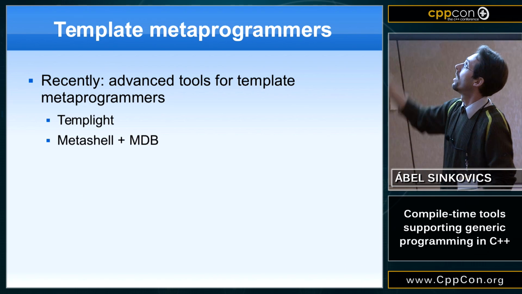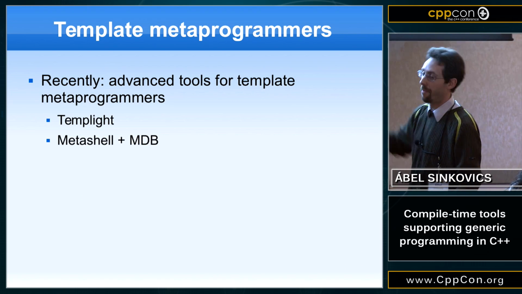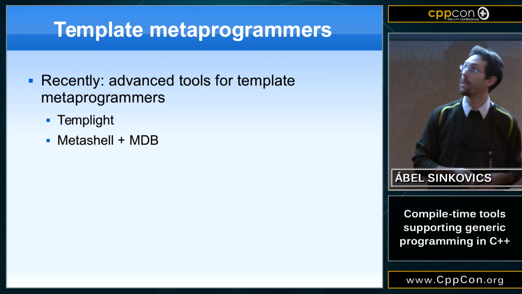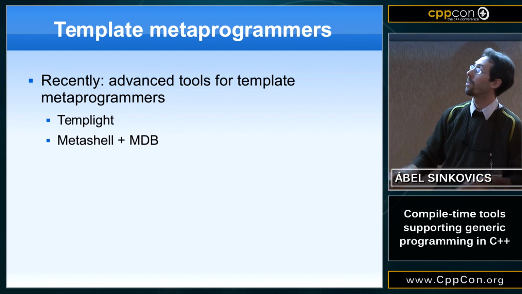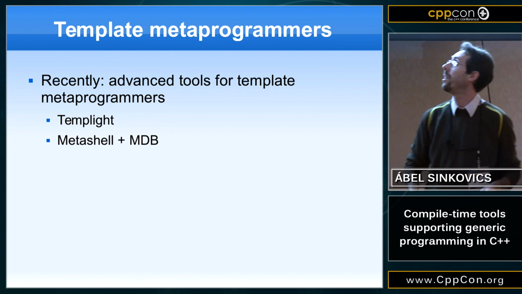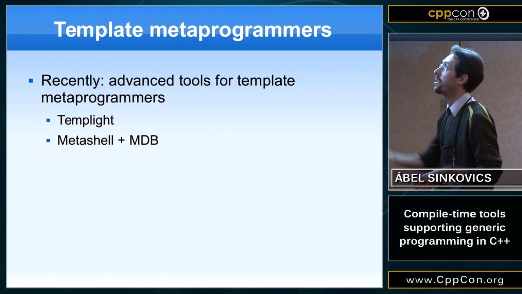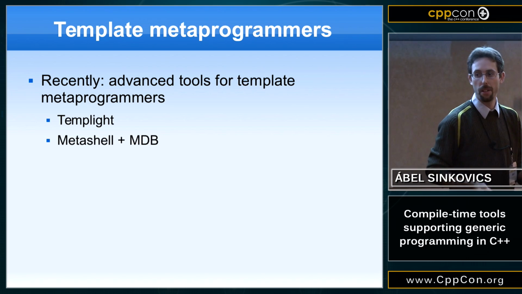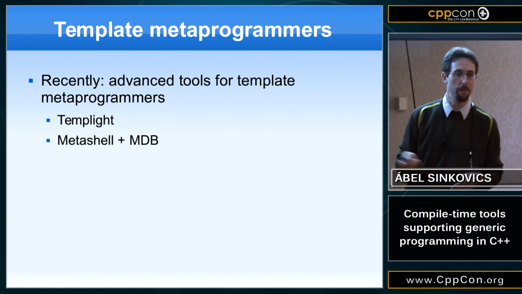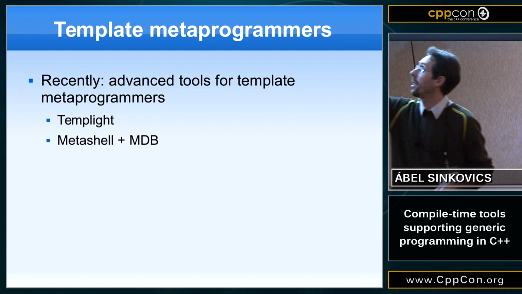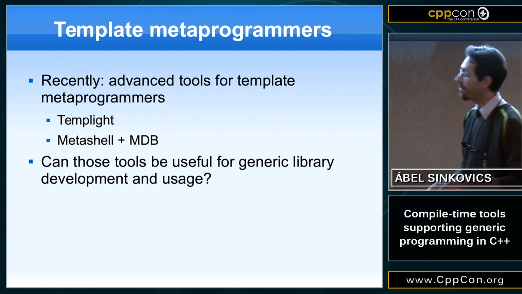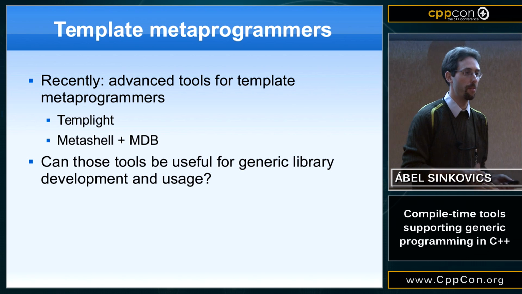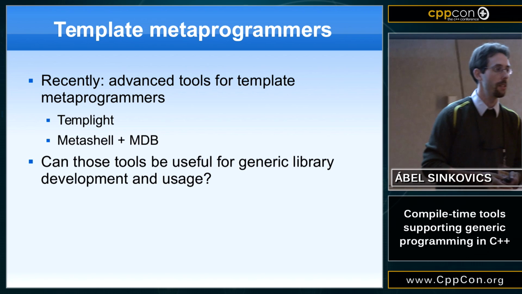What are the tools out there? So here are the two tools that I'll be talking about. One of them is a Clang extension called Templight, and the other one is Metashell combined with MDB. This is the thing that András Kucsma and myself have been working on, but I'll cover those later. And as I said earlier, the idea is that they can be useful for using generic code in C++.